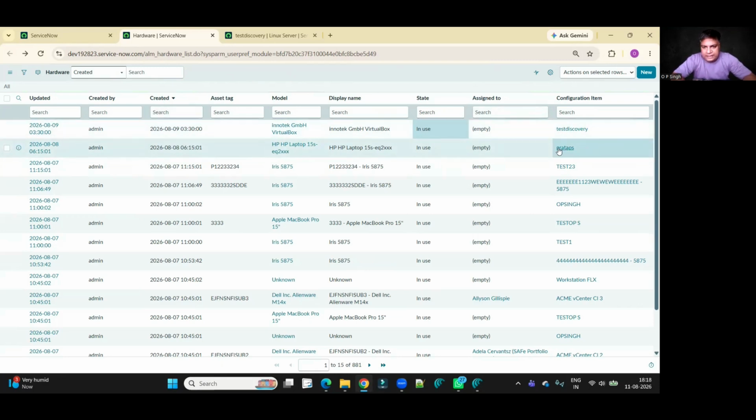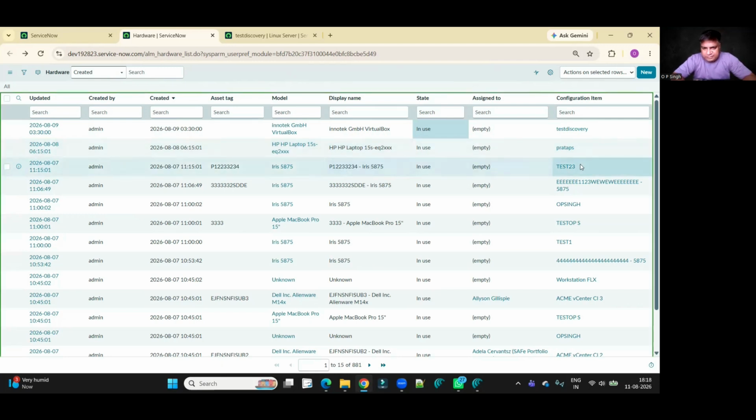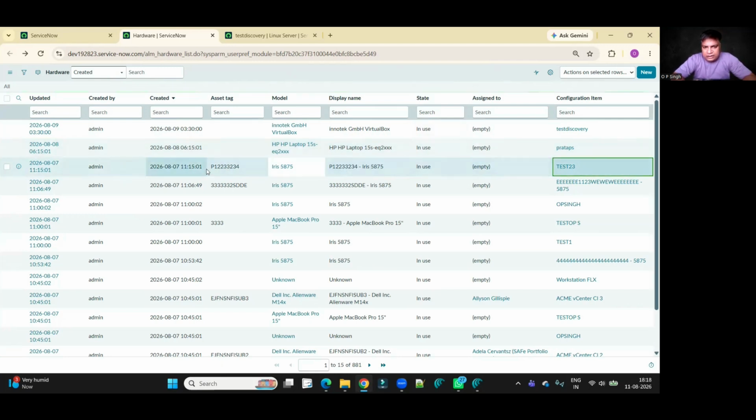Okay, so you see here, discovery ran, a CI was created, and that CI automatically created this particular asset, because if you remember, the model category is saying the same. So what is the model category? What is the relation? Please make sure you watch the last video. Very important. Along with that, I have created a few assets manually. So these are the manual assets.